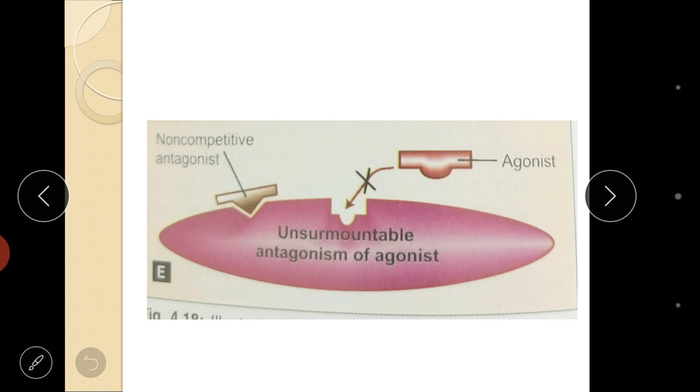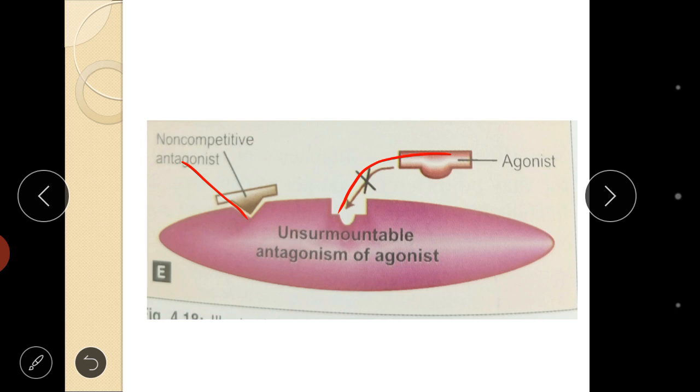Next is irreversible antagonism. Here, what is the speciality? There is one site where the agonist is going to bind. We have another site where the antagonist is going to bind. That site is called the allosteric site. And for this antagonist we use the term non-competitive antagonist. Here they do not have any chemical or structural similarity.